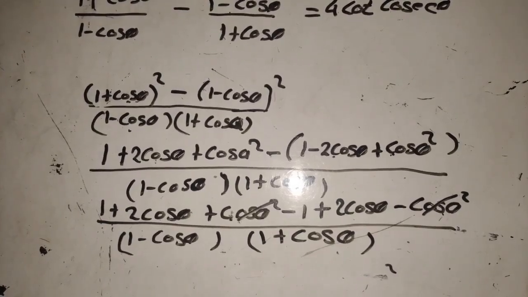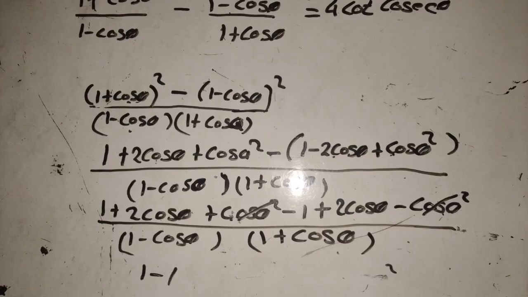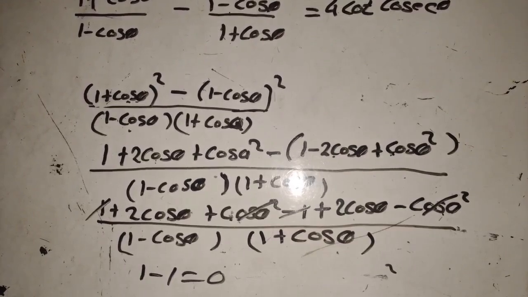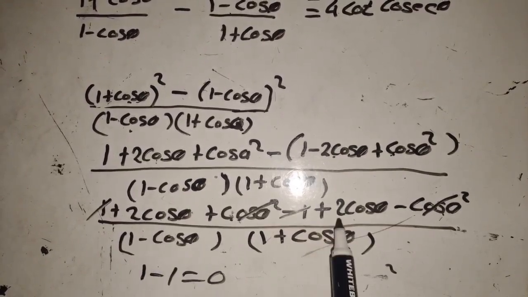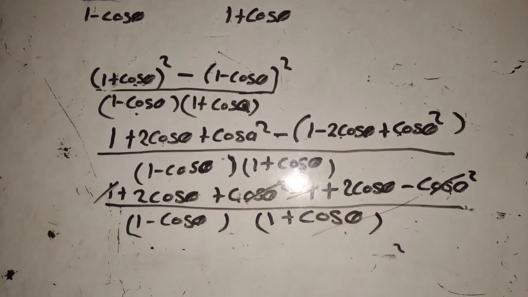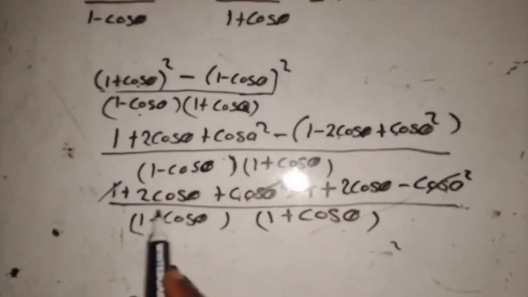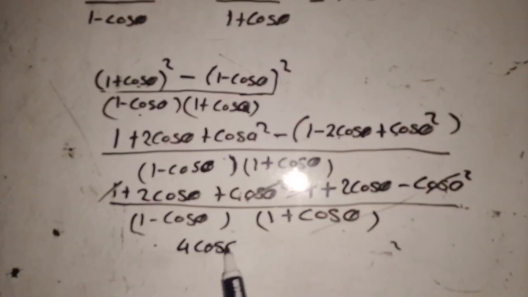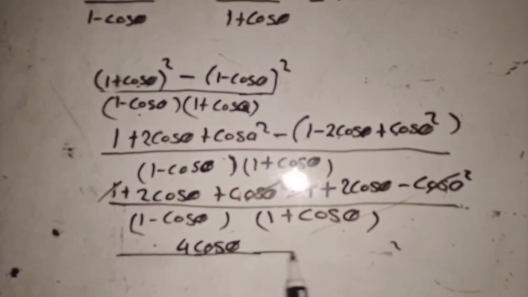You can also see here we have negative 1 and negative 1. So we're going to have 1 minus 1 when we collect like terms, which will give you 0. So also this and this will cancel. I'm just going to remain with 2 cos theta plus 2 cos theta, which will give us 4 cos theta, because 2 plus 2 is 4. That's Form 1 mathematics. Then we're done on top, which is the numerator.